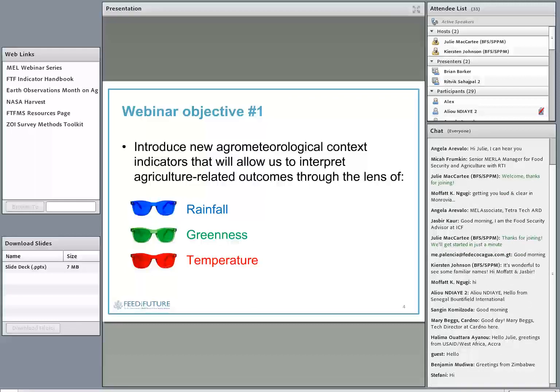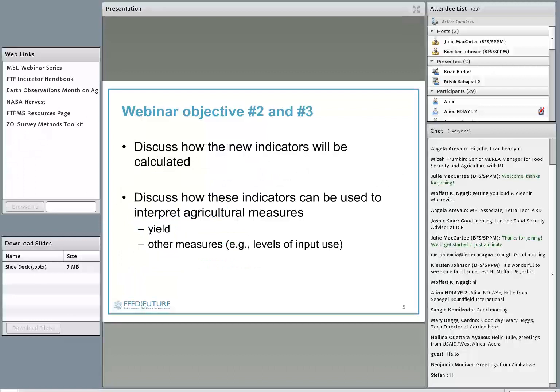So that's the first objective, to really just get people used to looking at these indicators, hearing about them, understanding what they mean. We'll talk a little bit about how the indicators will be calculated, and also then discuss how they can be used to interpret agricultural measures of interest.